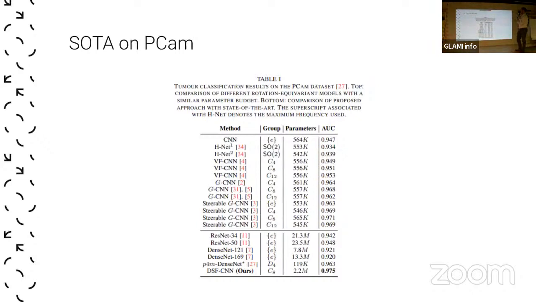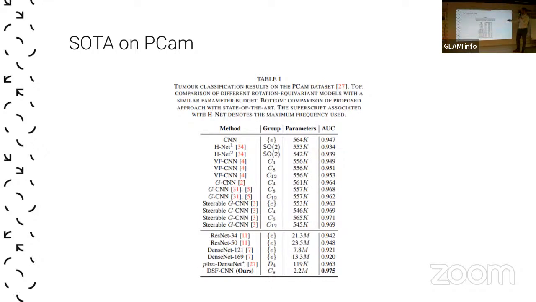And the nice thing is that this model is not just nice in theory, but it actually performs really well on the 3 tasks that I mentioned. On all of them, it's labeled as dense steerable filters CNN. It is the current state-of-the-art model. So they were able to beat all the predecessors.